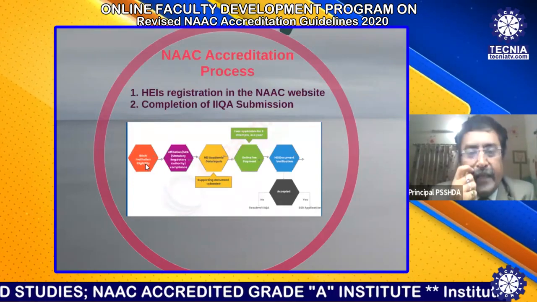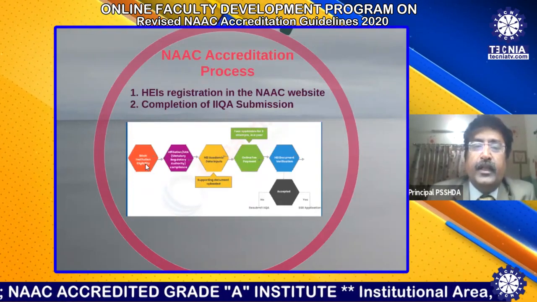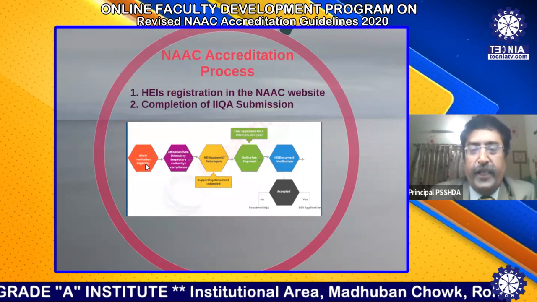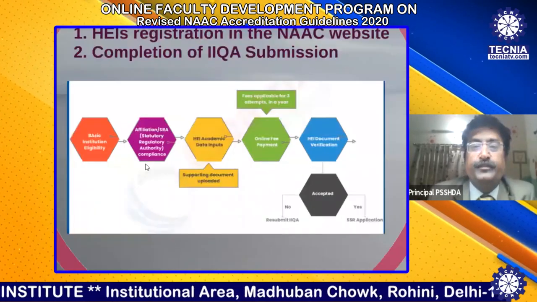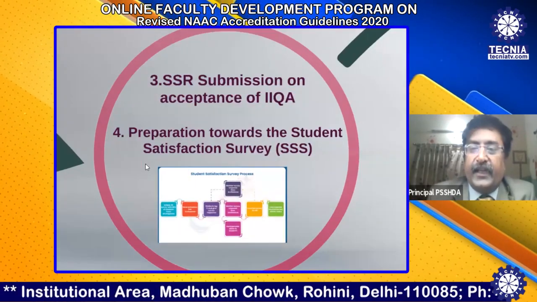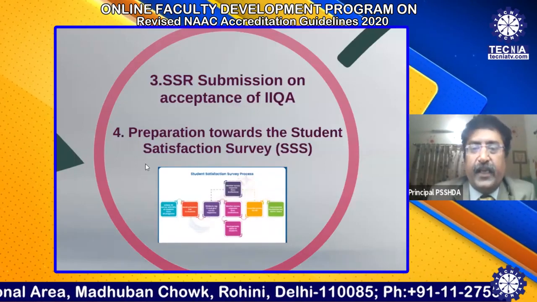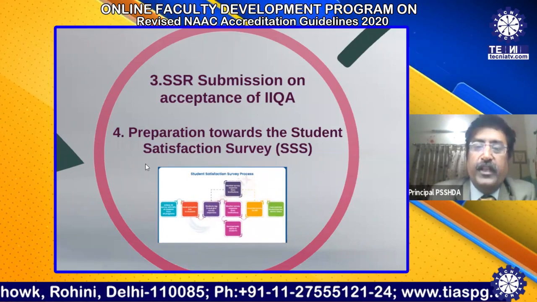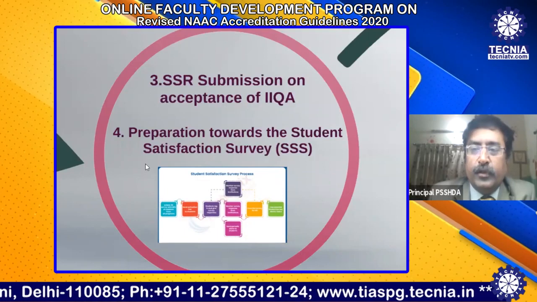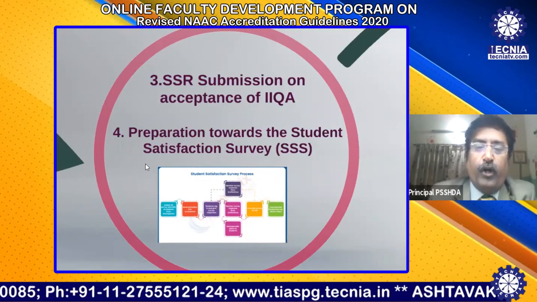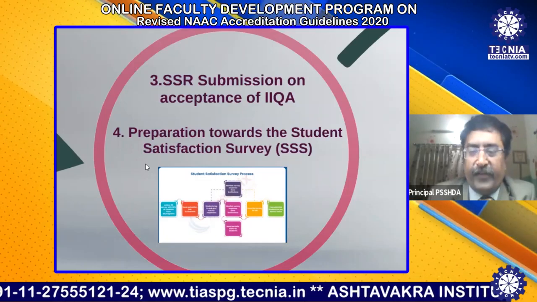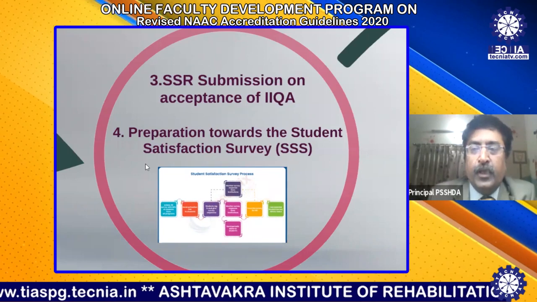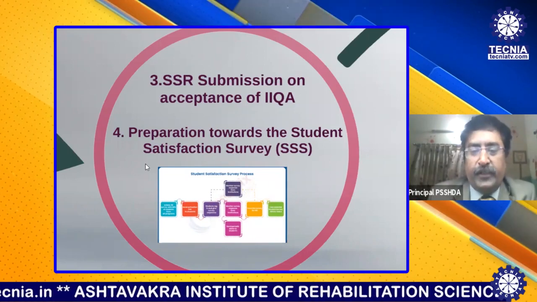So the first part is HEI registration on the NAAC website. Second, quickly completing the IIQA. We have to submit the IIQA to NAAC. After IIQA acceptance, we have to write our SSR and submit it. As soon as we submit our SSR, within the next minute, NAAC will send messages and emails to our students for the student satisfaction survey. We need to complete the survey for 10% of our college strength.